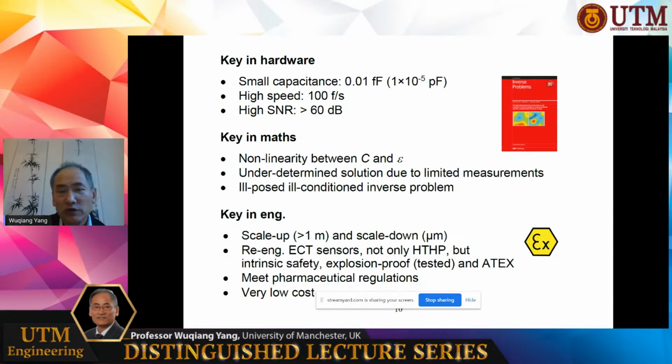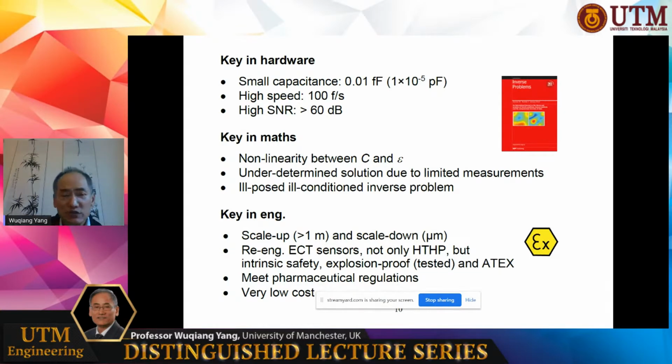If I give you a more exact figure, that is 0.01 femtofarad, that is 1 times 10 to minus 5 picofarad. That is a very small capacitance we have to deal with. We need high speed so that we can show real-time image. We need a high signal to noise ratio, at least 60 dB. 60 dB represents 1000, that is 0.1%.